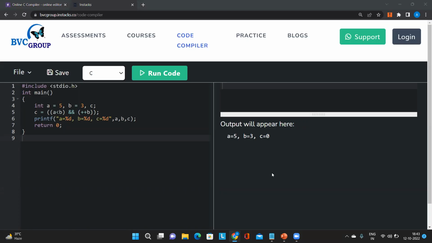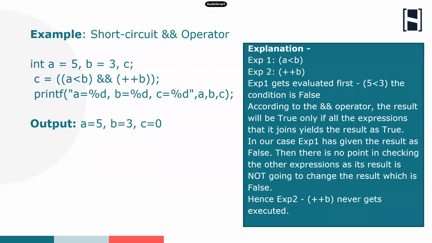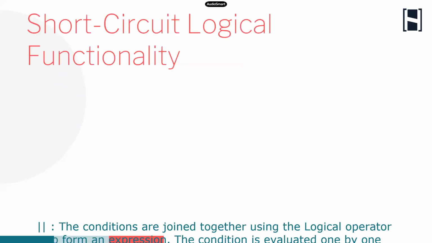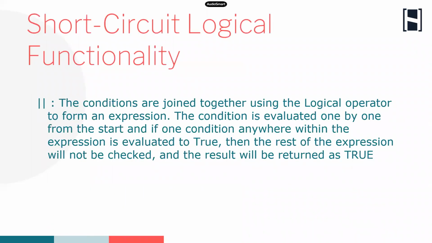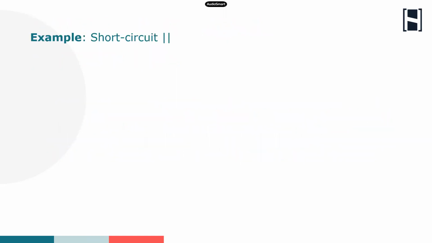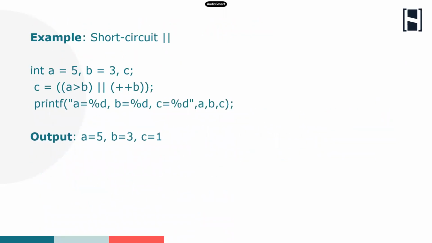The same thing is applicable for my OR operator also. Please understand, the OR operator has the same condition. If the result of the expression can be determined based on the condition that is being checked currently, then the remaining conditions will not be evaluated. The same thing as what we saw for the AND. So again, a small example to understand this. Now look at this.